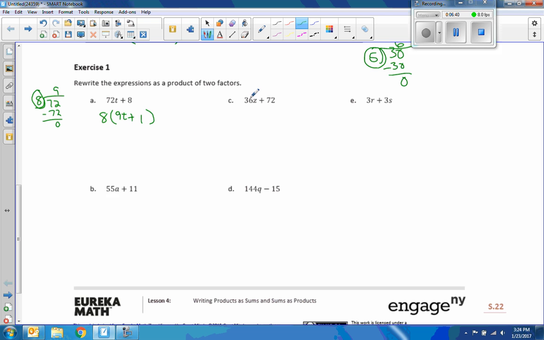Okay, this one's easy. 36 goes into 72. 36 is half of 72, so I can factor out 36, leaving z plus 2, since 36 times 2 is 72. Okay, 3. Obviously, 3 can be factored out, leaving r plus s.